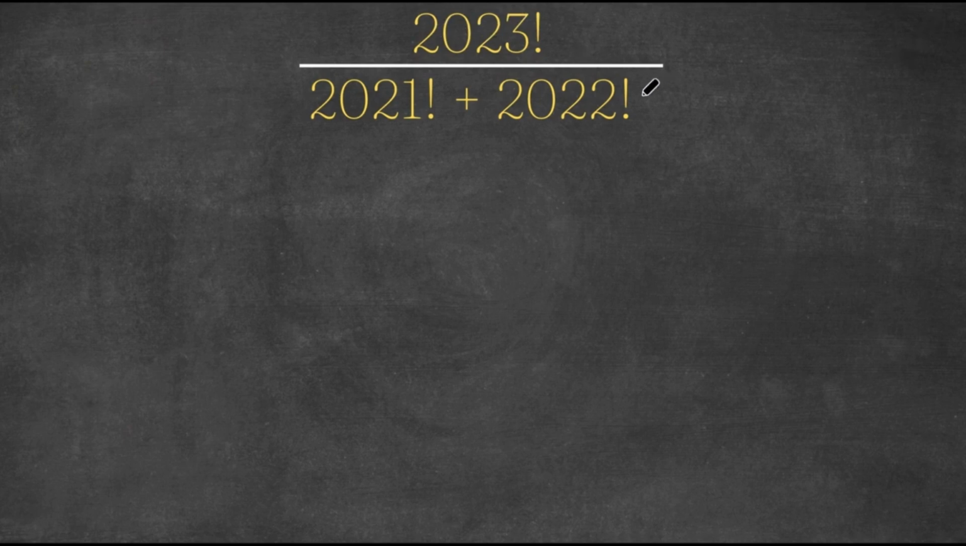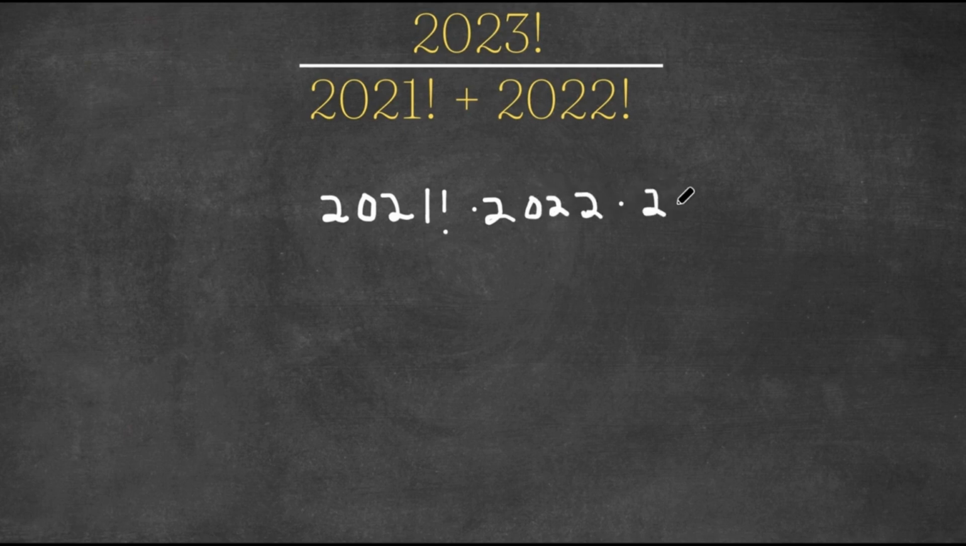So we have 2023 factorial over 2021 factorial plus 2022 factorial. Well, we could actually write 2023 factorial as 2021 factorial times 2022 times 2023. Because 2021 factorial is the same thing as 2023 factorial, besides it is missing the times 2022 and times 2023.